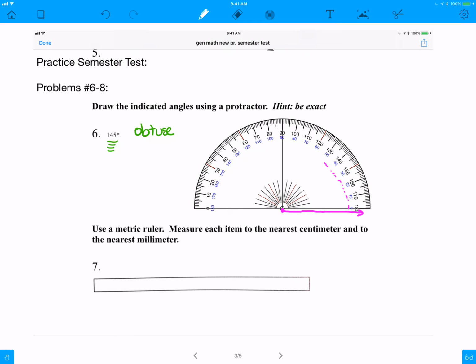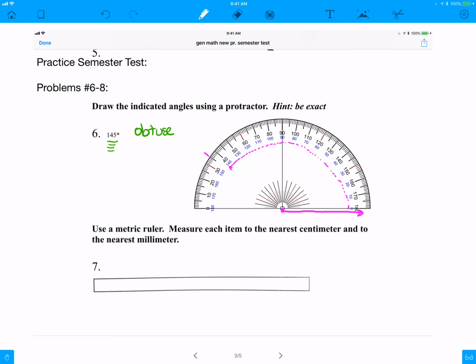Again, we're drawing this in what they call standard position, so that the angles have to face the same direction. We're going to open up, so we're going past 90. Again, I'm using the inner track numbers, and we're going up to 145. So right now I'm up to 140. This is 145 right there, because again, this is the mark for 145.